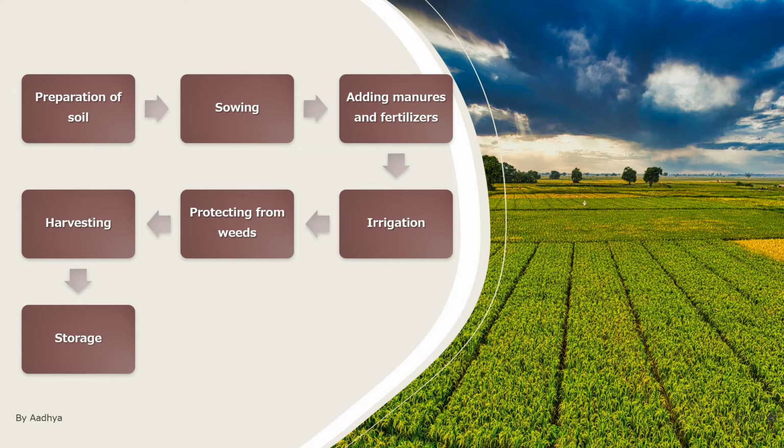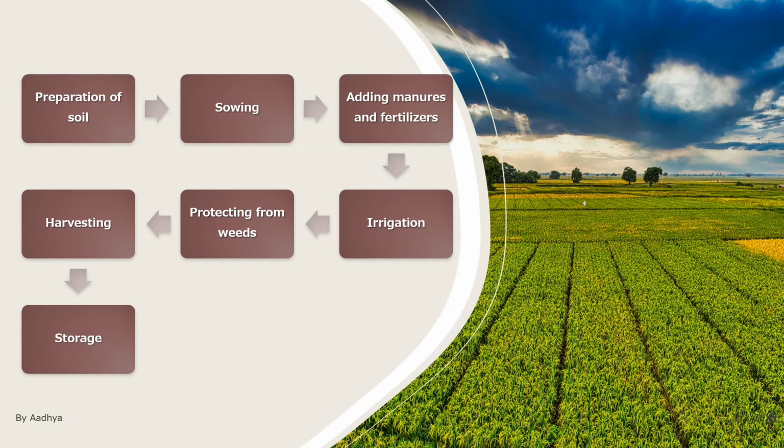First is the preparation of the soil. The soil should be soft, loamy, should contain minerals and nutrients, and should be able to hold the plant. The next step is sowing of the seed. The third step is adding manure and fertilizers. Manures and fertilizers are added to the soil so that the plant can obtain nutrients and minerals and grow quickly. The next step is irrigation. Irrigation means watering the crop.